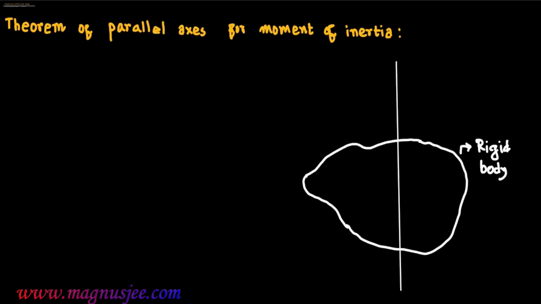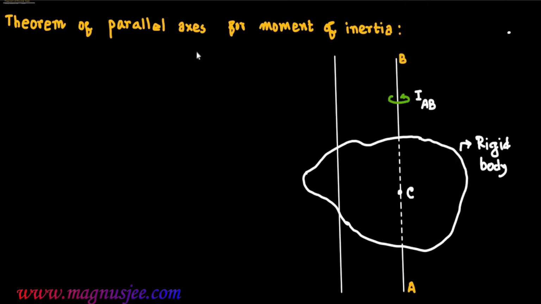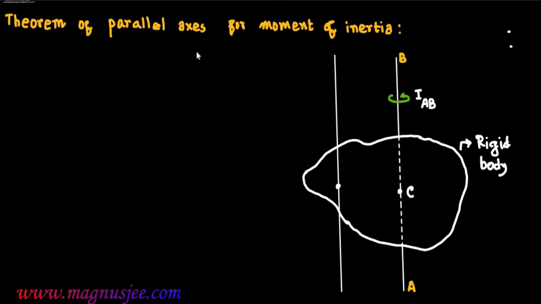In the diagram, we have a rigid body, and this is an axis AB which is passing through the center of mass of the rigid body. C is the center of mass of the rigid body. This rigid body rotates about the axis AB, and the moment of inertia of the rigid body will be IAB about the axis AB.